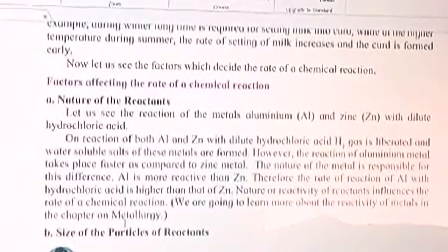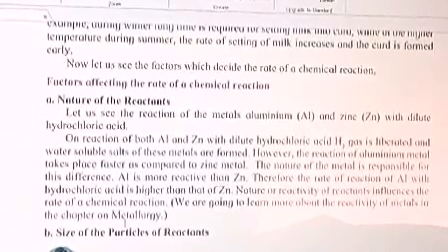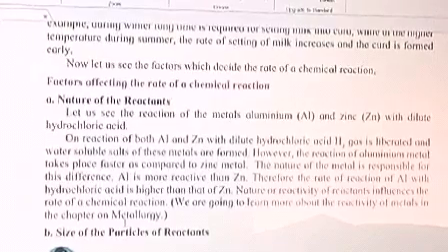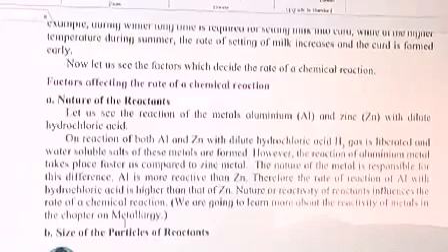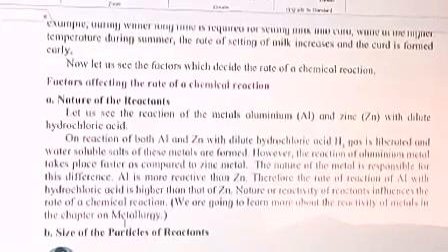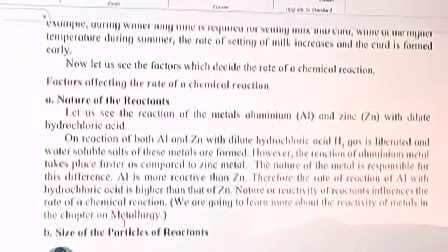But if we see the speed of the reaction, aluminum reacts faster with hydrochloric acid than zinc. And therefore, the speed of reaction here is depending upon the nature of reactant, that is aluminum metal.